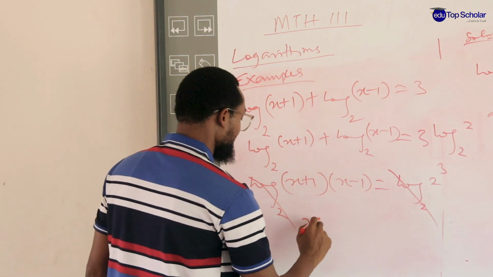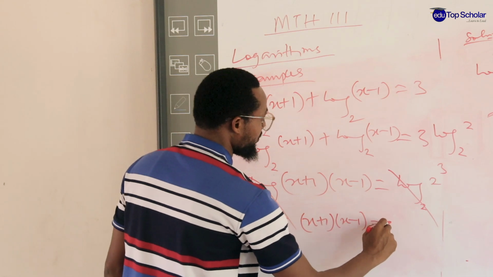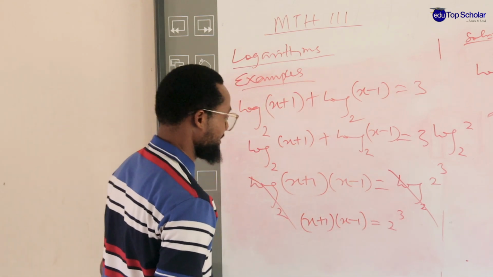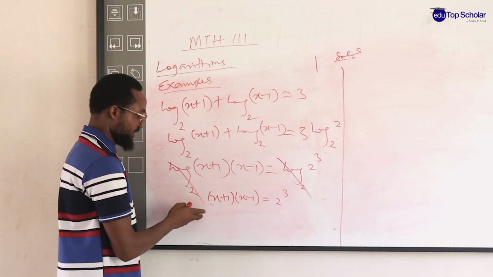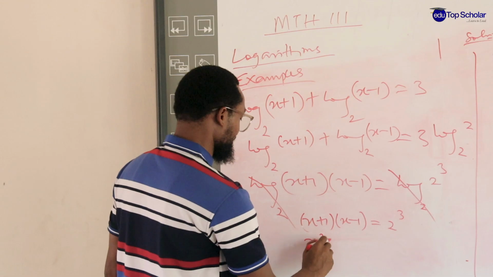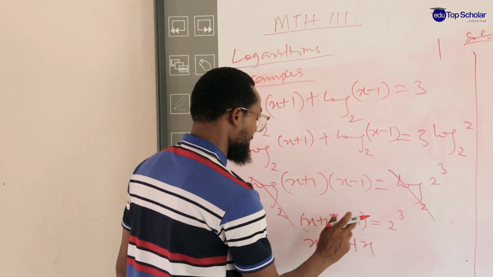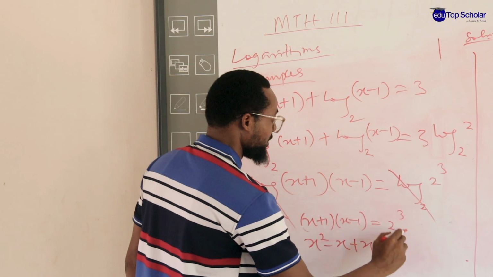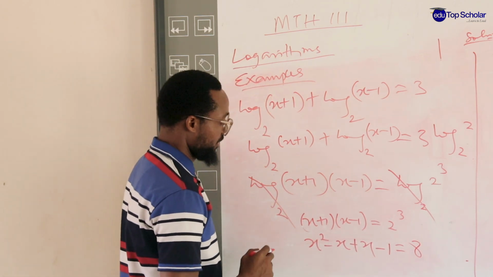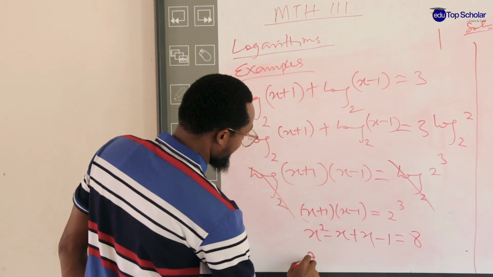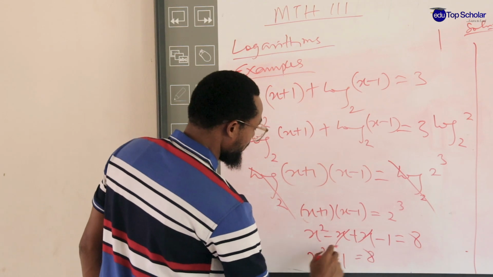And I'm left with what? x plus 1 times x minus 1 equals 2 raised to the power 3, which is 8. Since we have this now, we can just expand this. x by x, we have x squared; x by minus 1, minus x; 1 by x, we have x; 1 by minus 1, we have minus 1. 2 raised to the power 3 is equal to 8. And therefore, this gives us x squared minus 1, since the x terms cancel, equals 8.